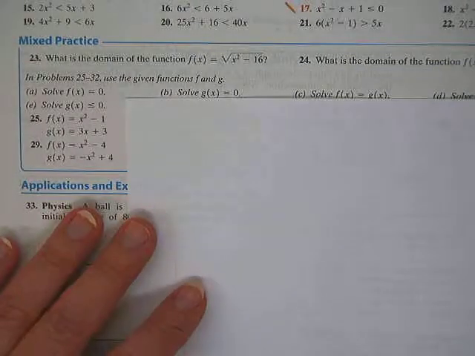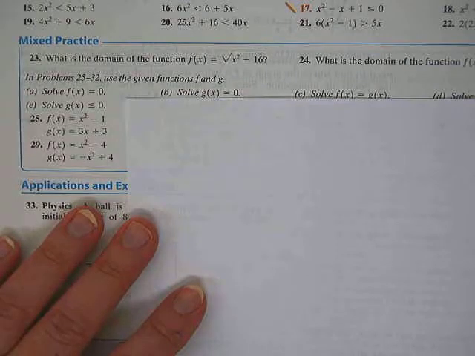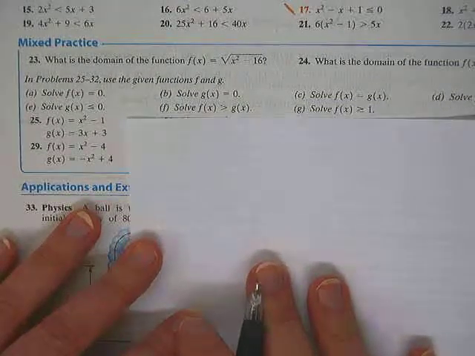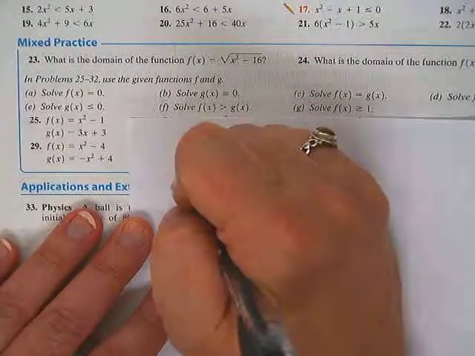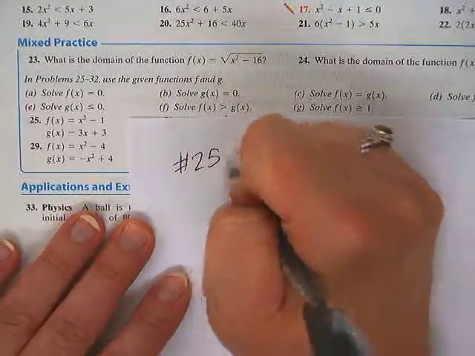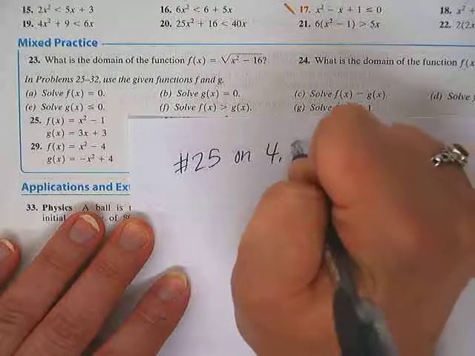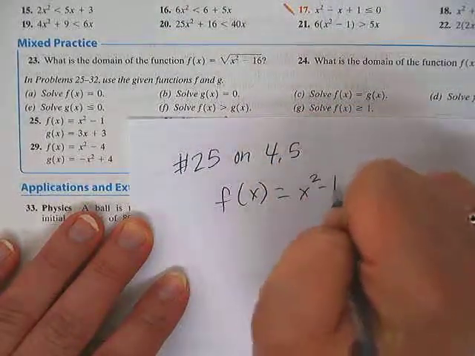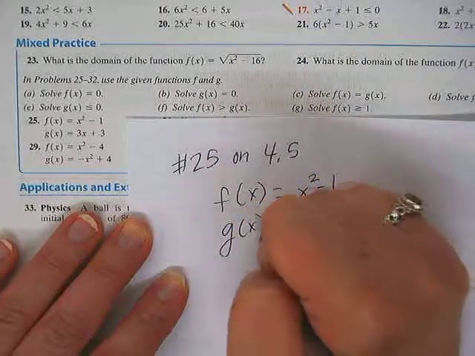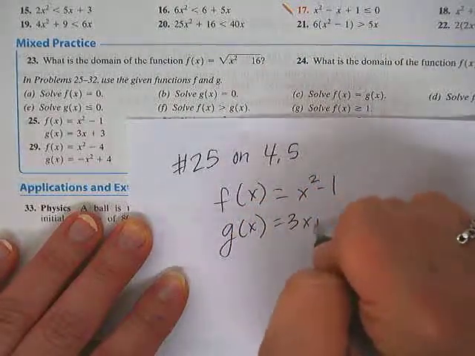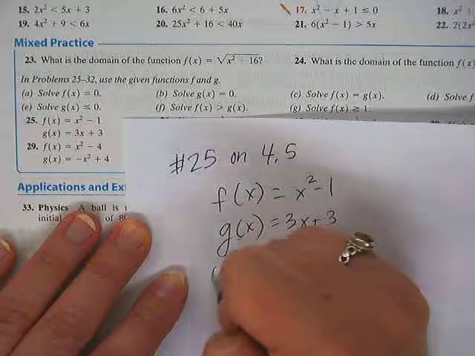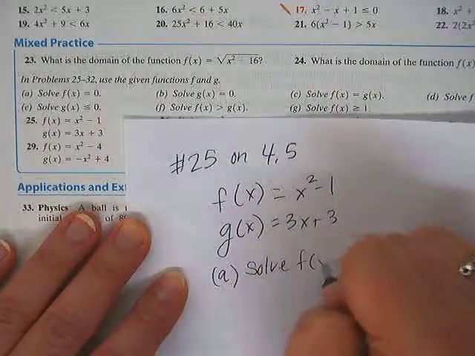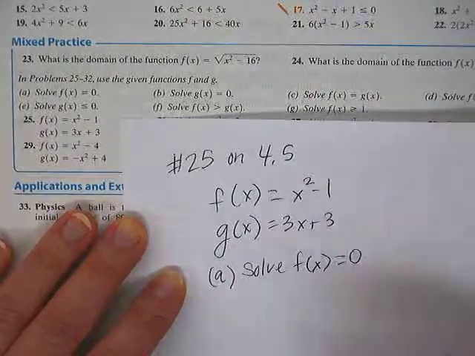Problem 25 says, in problems 25 through 32, use the given functions f and g. And then we have many steps to follow. Okay, so number 25 in section 4.5, function f is x squared minus 1. Function g is 3x plus 3. Part A says solve f of x equals 0.